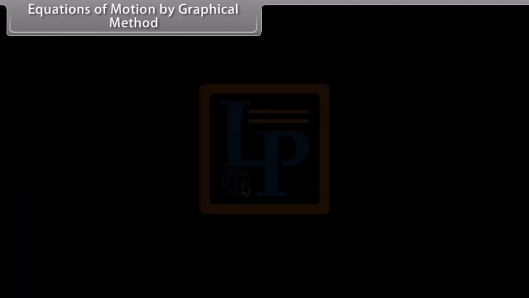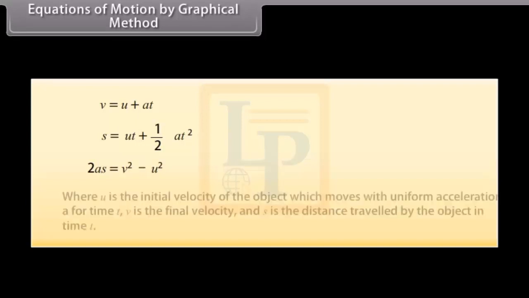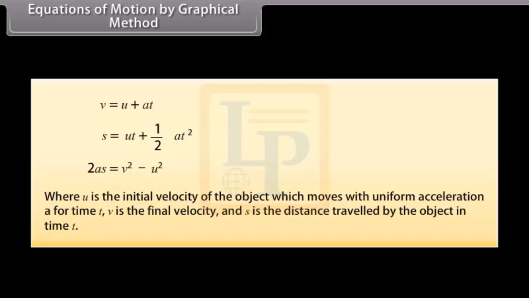Equations of motion by graphical method. The three equations of motion are: v = u + at, s = ut + 1/2 at², 2as = v² − u², where u is the initial velocity of the object which moves with uniform acceleration a for time t, v is the final velocity, and s is the distance traveled by the object in time t.